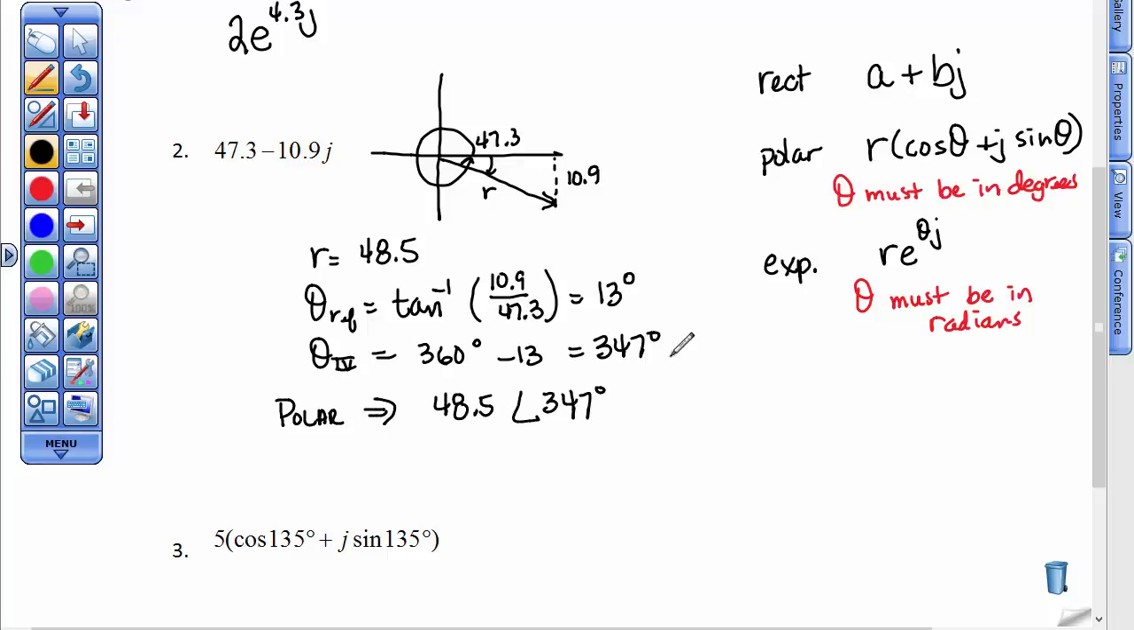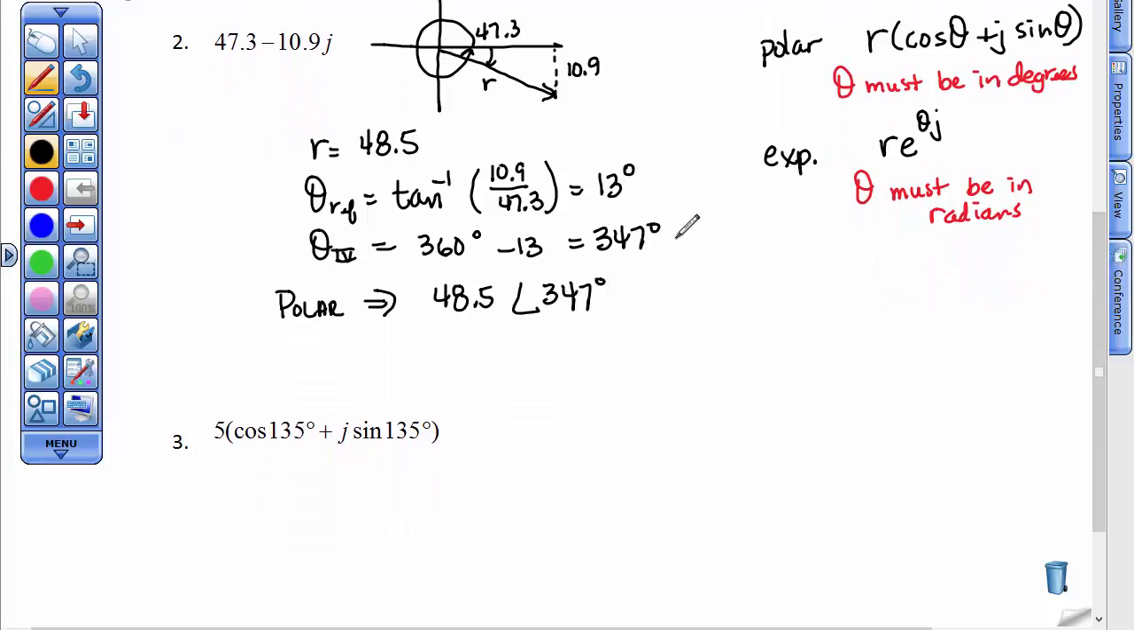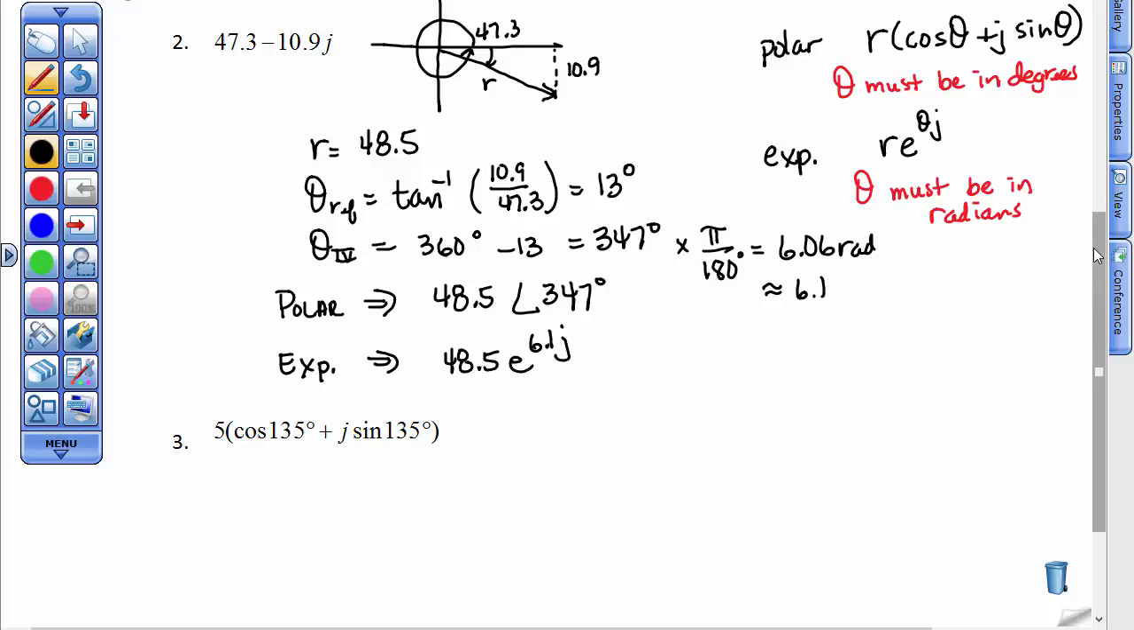I'm just using the abbreviation here. To take this 347 degrees and put it in exponential form, I've got to multiply by pi over 180 degrees because these degree symbols will cancel out. When I do that, I get 6.06 radians. You could call that 6.1. And so when you write your answer in exponential form, you'd have 48.5 e to the 6.1 j power.